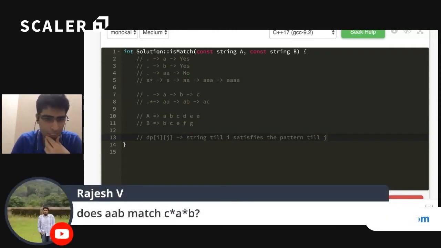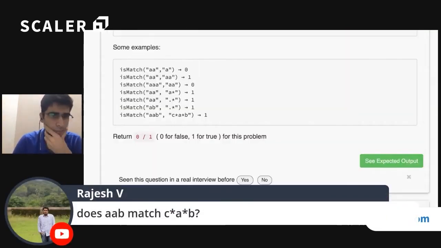Does a a b match c star a star b? Yes, it actually does. Why? Because there can be zero occurrences of c. aab is nothing but zero occurrences of c, then two occurrences of a and one occurrence of b. So then it will match, because a star can also represent zero occurrences of the previous character. So c star will basically just change to an empty string. So that is why it will satisfy.